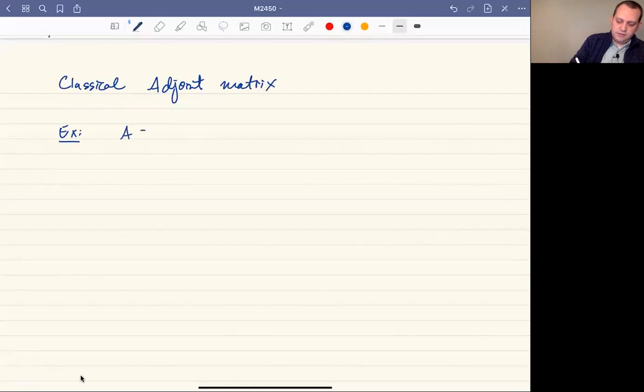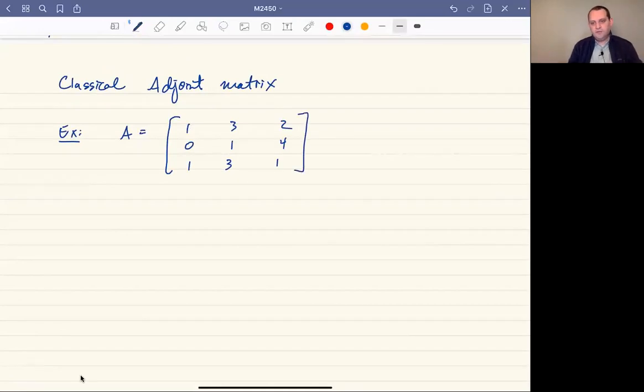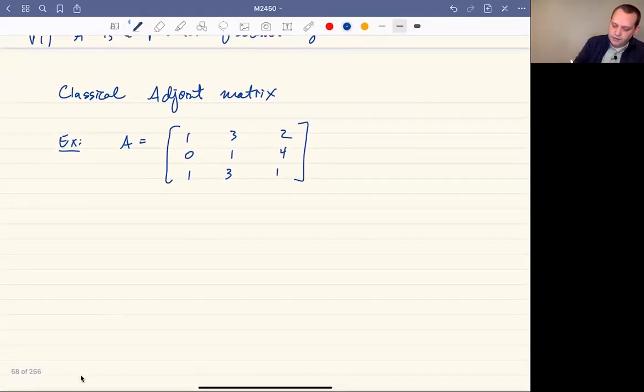Let's say we have the matrix A, which is 1, 3, 2, 0, 1, 4, 1, 3, 1. I'm not really being very careful with the values I picked here. We can even make some of them negative if we want. Let's say negative 1, negative 3, 2, 0, 1, 4, 1, 3, negative 1.